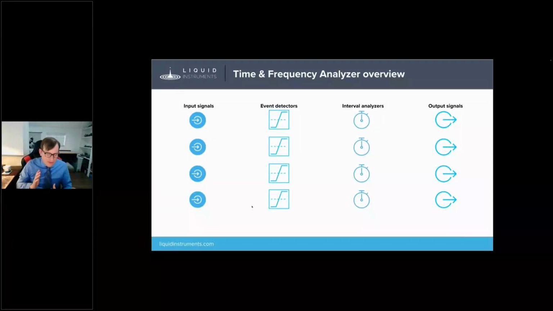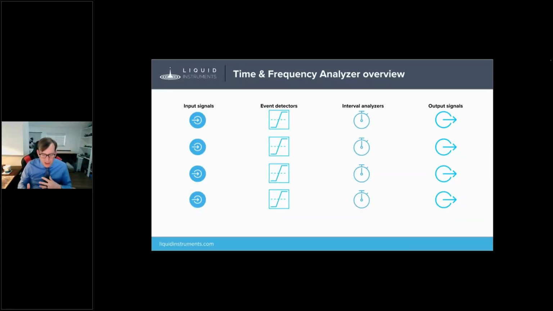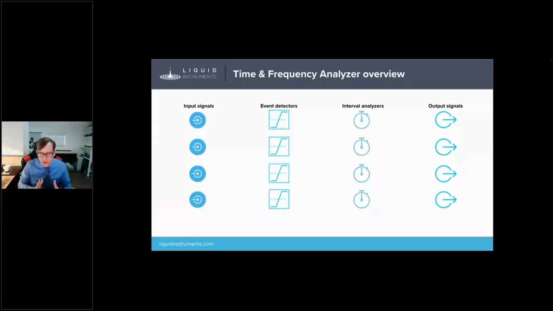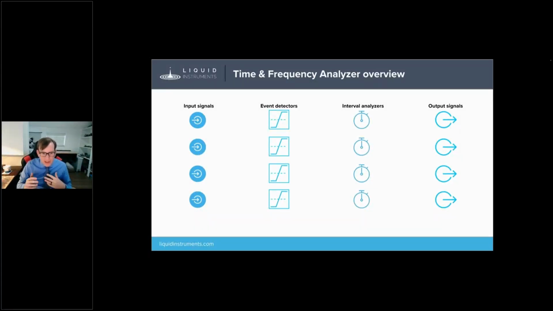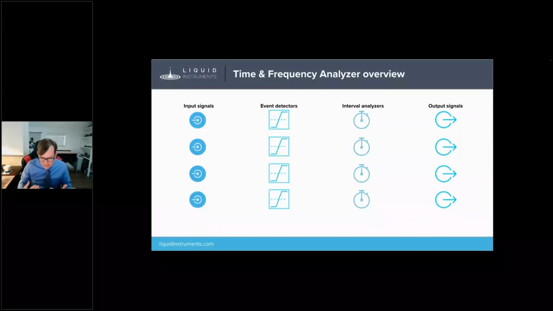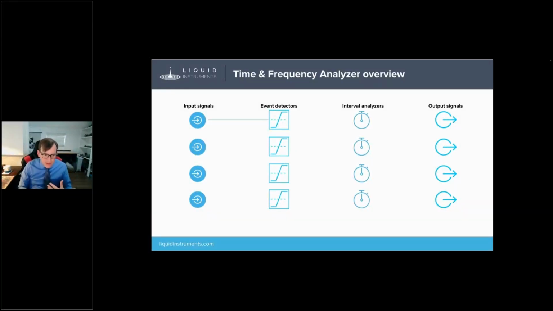So like we said, we have 4 inputs and outputs. We've talked about events and intervals, and I've also mentioned that the Moku has 4 analog output signals. So let me try to show you guys how these are all interconnected. So I have 4 input signals, or up to 4 input channels on the Moku Pro.